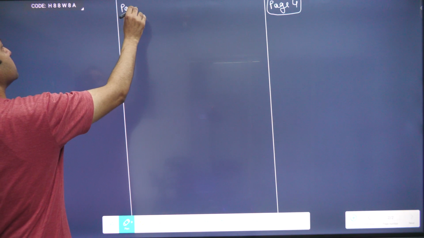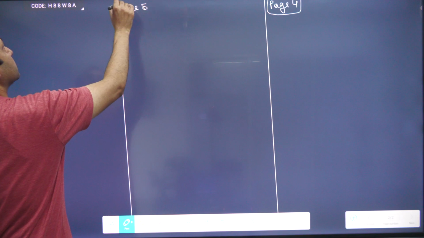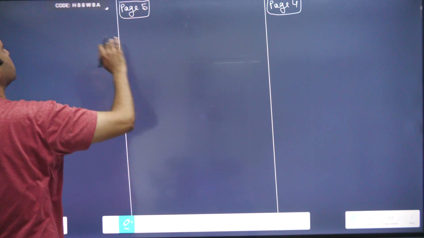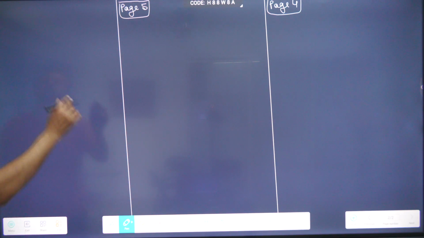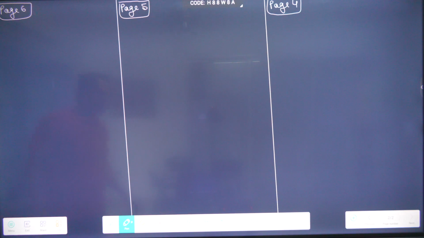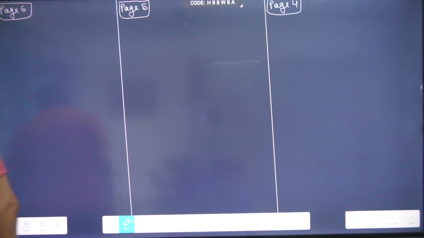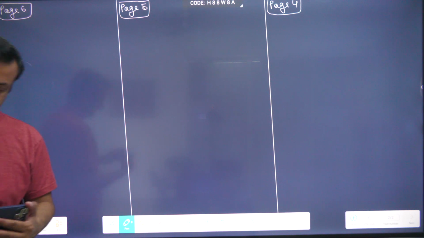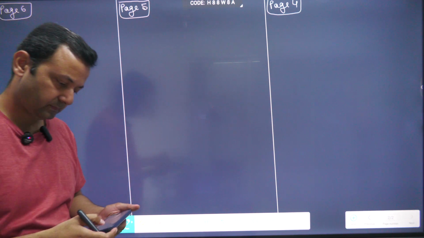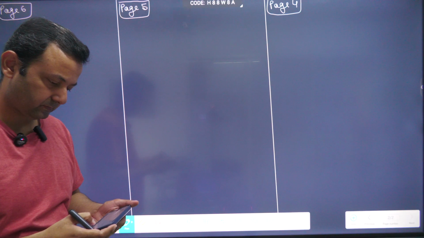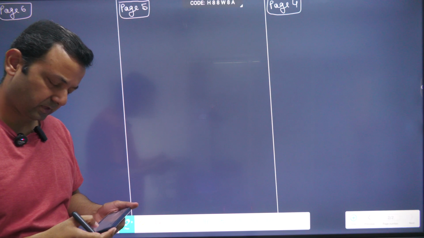Upon infinity is 0. So 0 minus 1 by r. I took the minus completely outside, so it will be minus q naught by 4 pi epsilon naught into 1 by r.